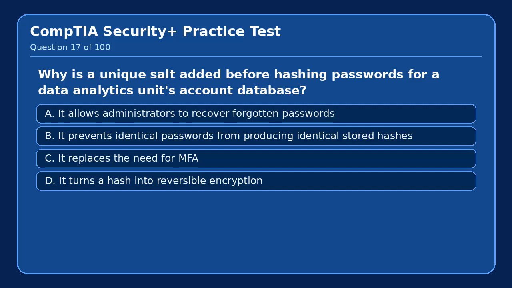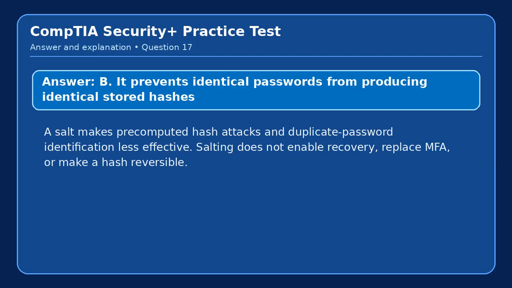Question 18. Which cryptographic feature should a software company use to verify both message integrity and sender authenticity? A. Guest VLAN. B. Screen lock timer. C. Digital signature. D. Load balancer. Take a moment to choose your answer.